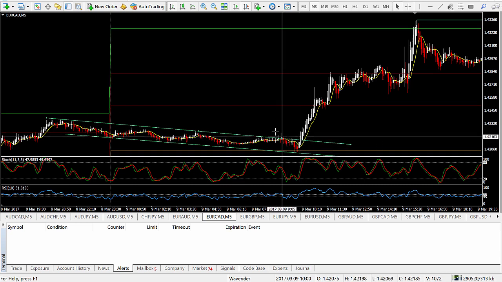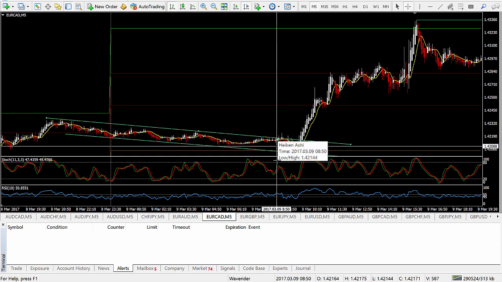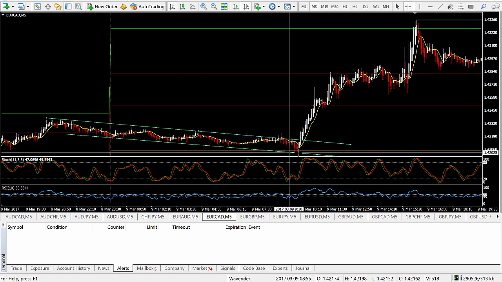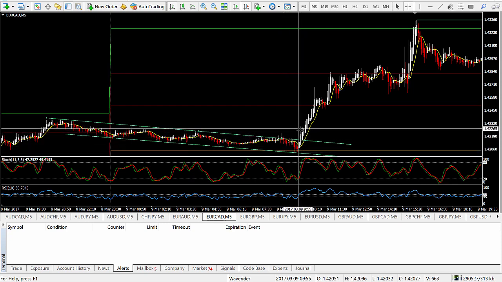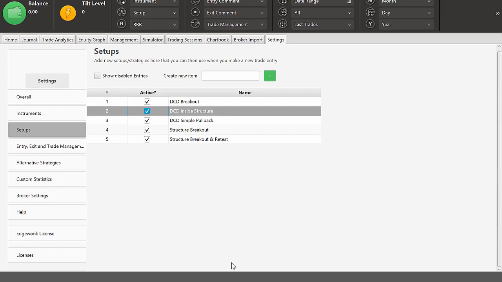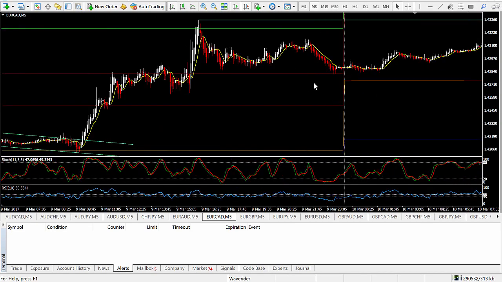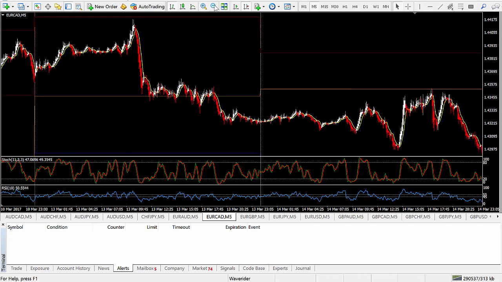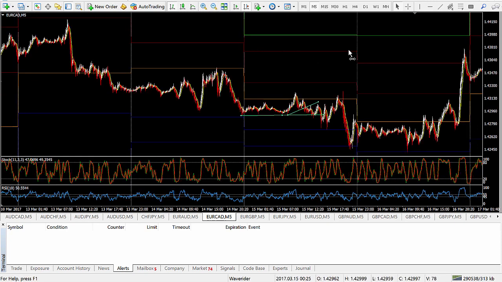Fake breakout here, but we didn't get in because our stochastic indicator was in a bad position. You see, it pays to wait for the right conditions. Then DZD inside structure simply means that the trade triggered while we were still inside a structure before the breakout.